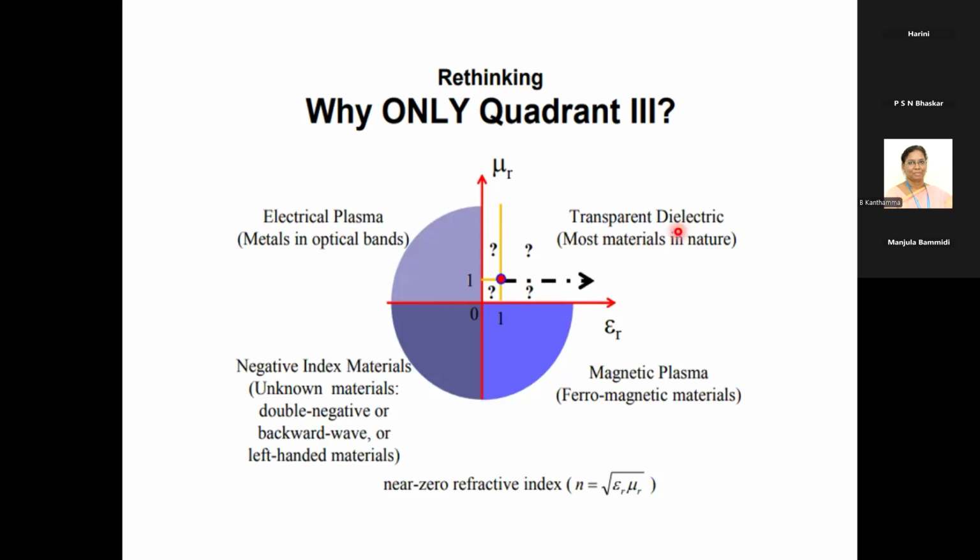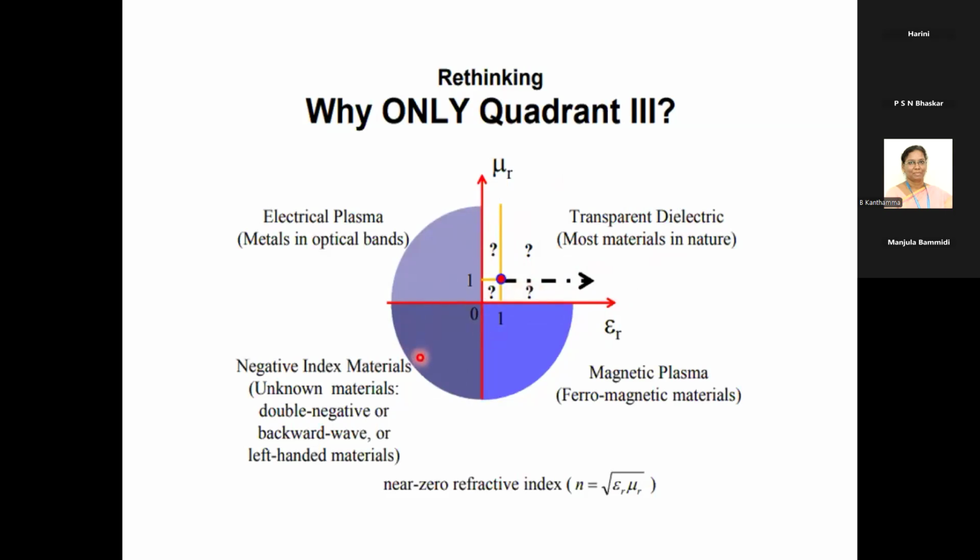So if you're going for the first quadrant, what is that? Epsilon is greater than 1 and mu is greater than 1. But there is a region where epsilon is near 0, that means 0 to 1, and mu is near 0, that means 0 to 1. So these regions are also of interest for many applications. These are called near-to-0 materials. Epsilon is near 0 and mu is near 0. So these regions are also of interest for metamaterial applications.